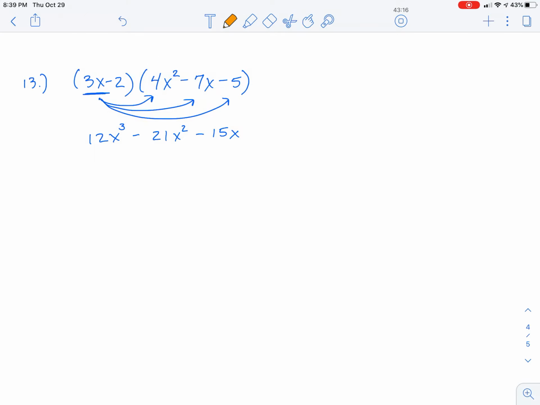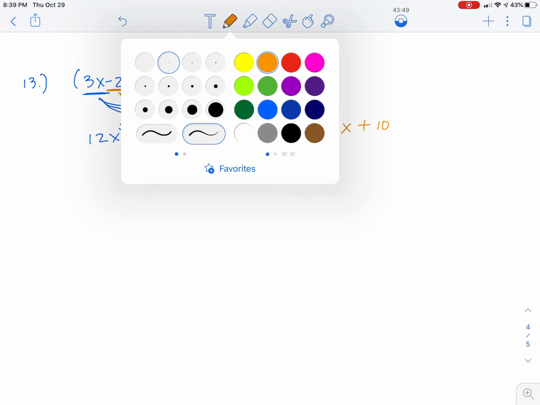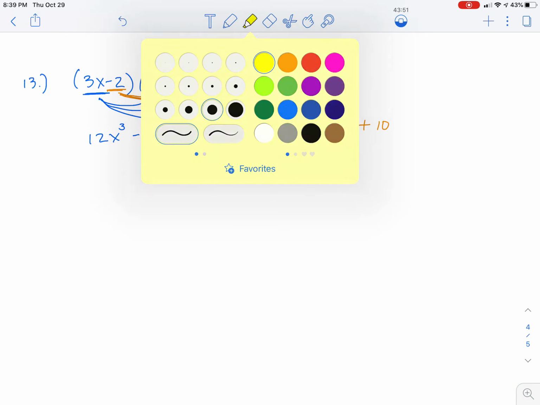And then I'm going to take my negative 2 here, and multiply it with each term inside this parenthesis. So negative 2 times 4x squared is a negative 8x squared. Negative 2 times a negative 7x is going to be a positive 14x. And negative 2 times negative 5 is a positive 10. So there's all the terms multiplied out, and now I can find whatever like terms I have.